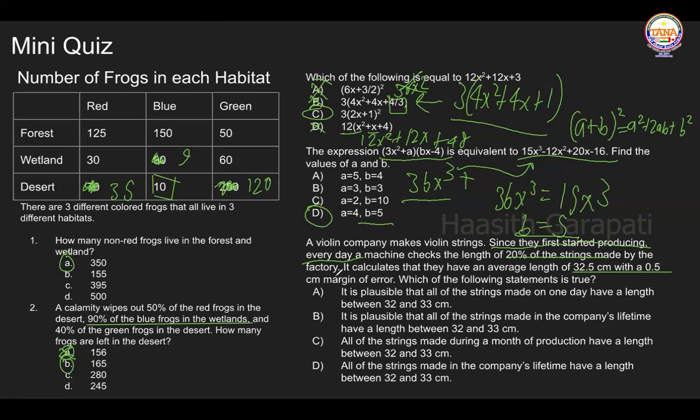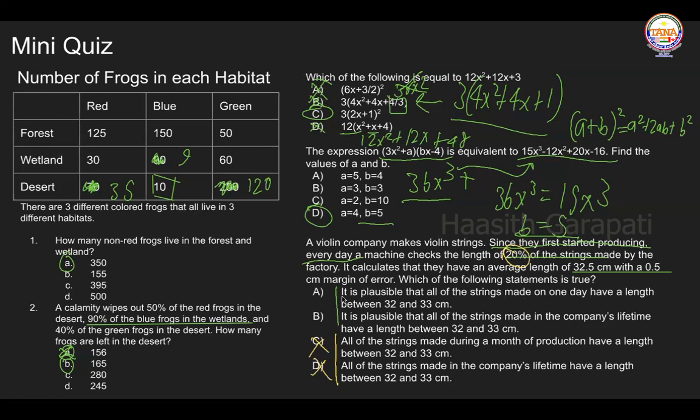Now, what about A? It is plausible. Okay, first let's differentiate between A and B and C and D. The difference is that one is saying it is plausible, the other one is saying all of the strings. Now, the thing is, we're doing a sample, right? Because we're only doing 20% of the strings made each day, so we're not allowed to talk about all the strings. We are only allowed to talk about the sample, and we can only say that it's plausible. Therefore, C and D are wrong.